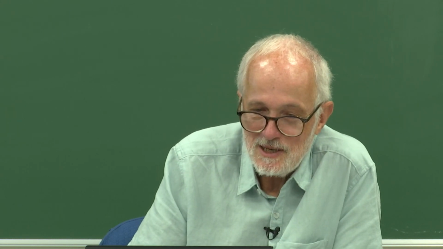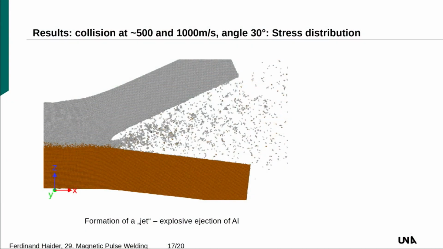Here it's a better example of such a jet. Sorry, I just copied the headline here. So here you see the formation of this jet. Here you also see some intermixing of the aluminum into copper here. Sorry, I did not know. We could look it up here, what the parameters of this run were. Probably it's 1,000 meters per second and again 30 degrees or so.